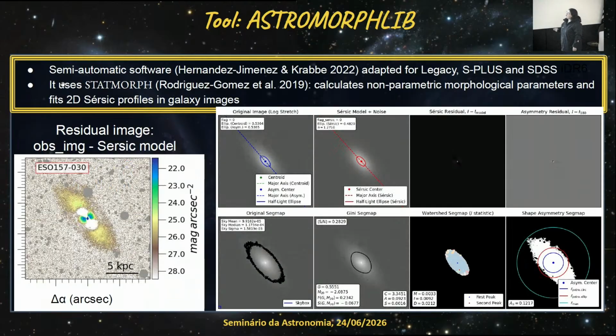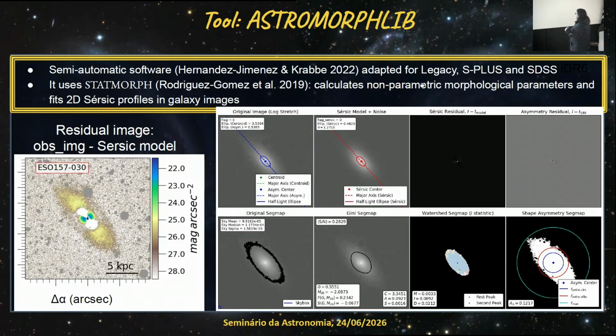And the tool we are going to use for that is called astromorphlib, which builds upon the statmorph code. It's very well known. And in this version, it was automatized, and it is adapted for images from Legacy Surveys, LS and S+.